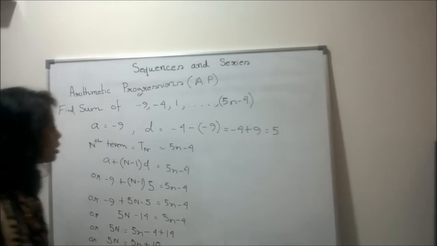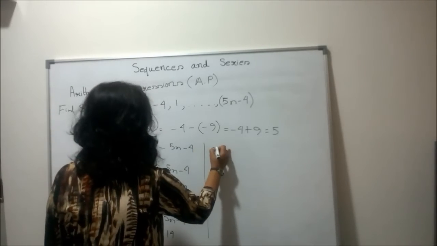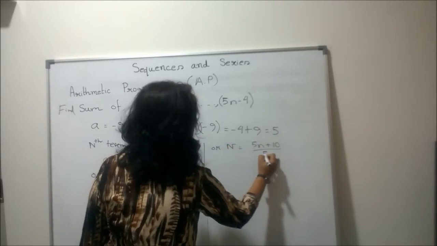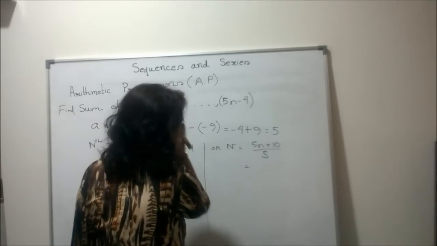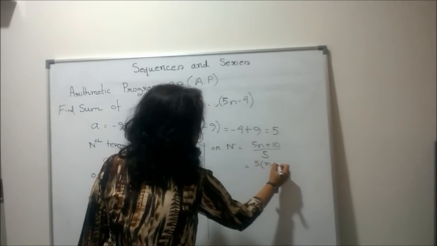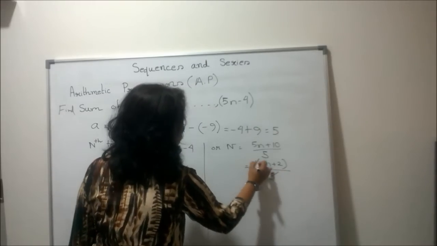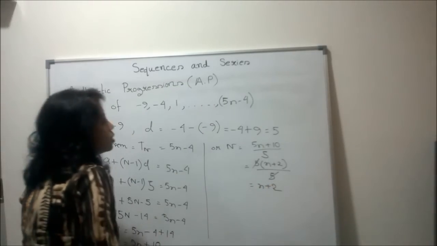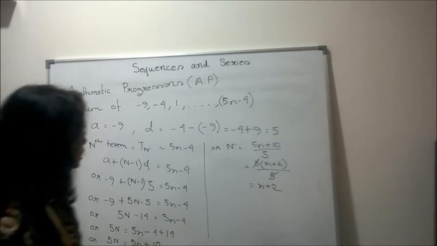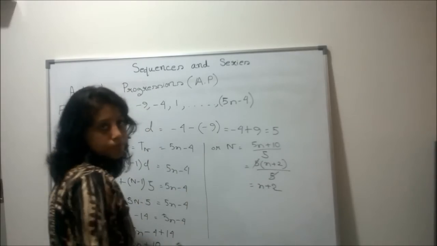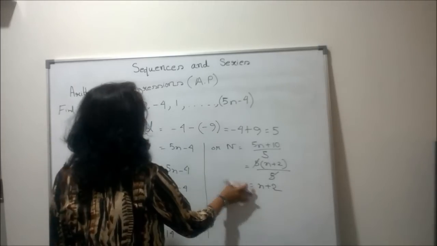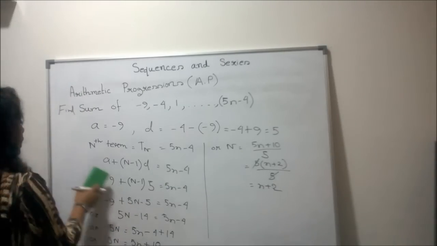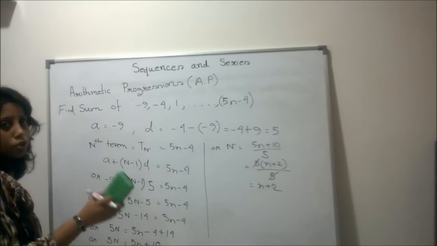Okay, so from here we get capital N is 5n plus 10 by 5. So if we take common 5, that becomes n plus 2 by 5. So 5 cancel. Capital N is small n plus 2. So the term is here n plus 2. Okay. So how many terms do we have to calculate the sum? This is n plus 2 terms. So here we take the summation of n plus 2 terms.